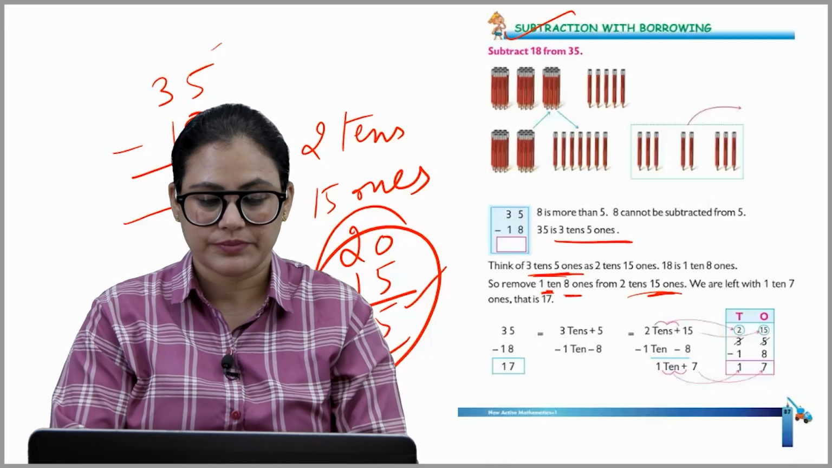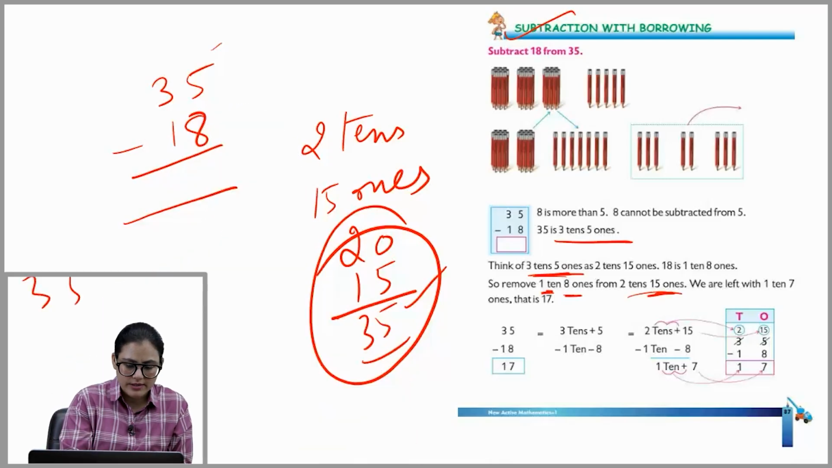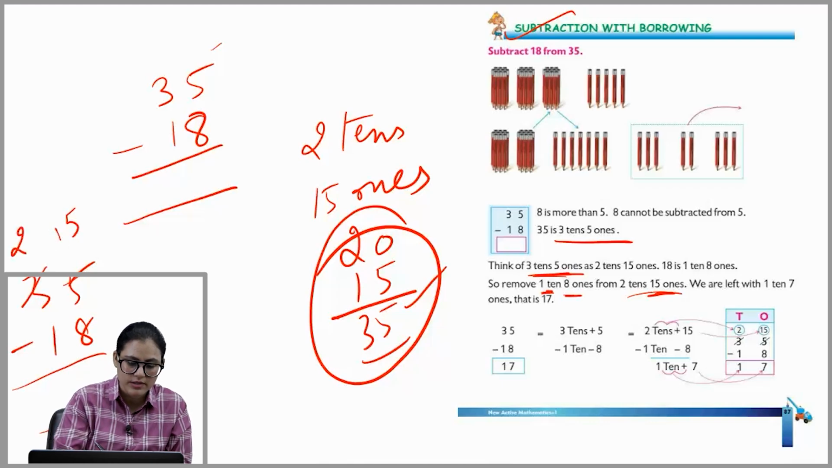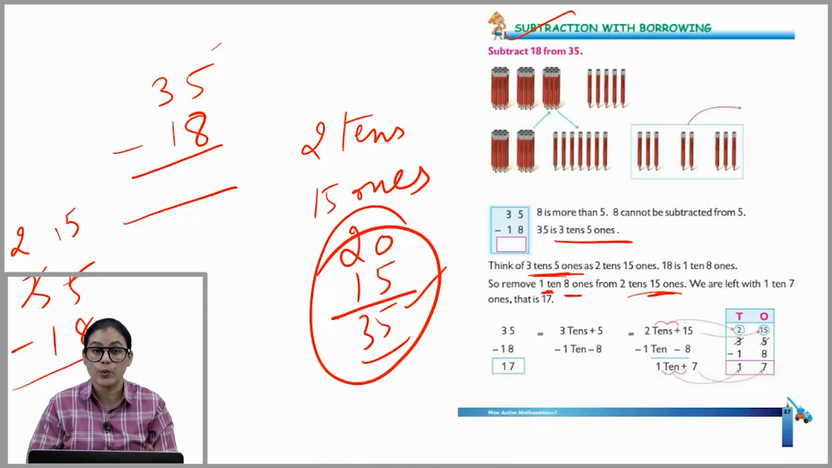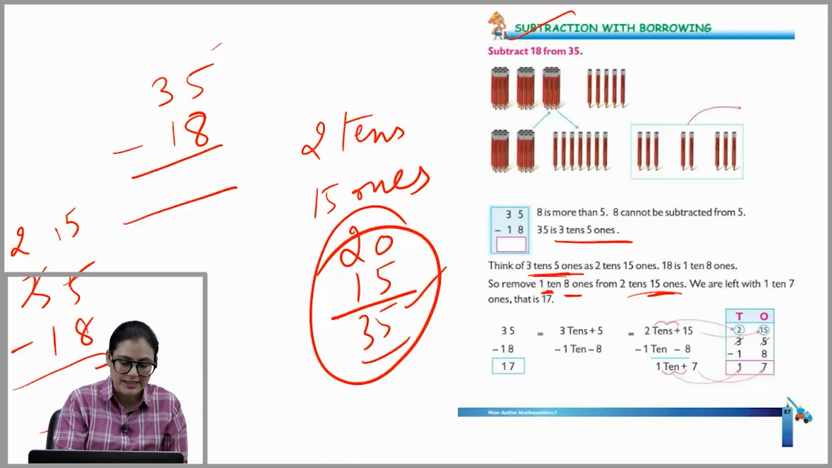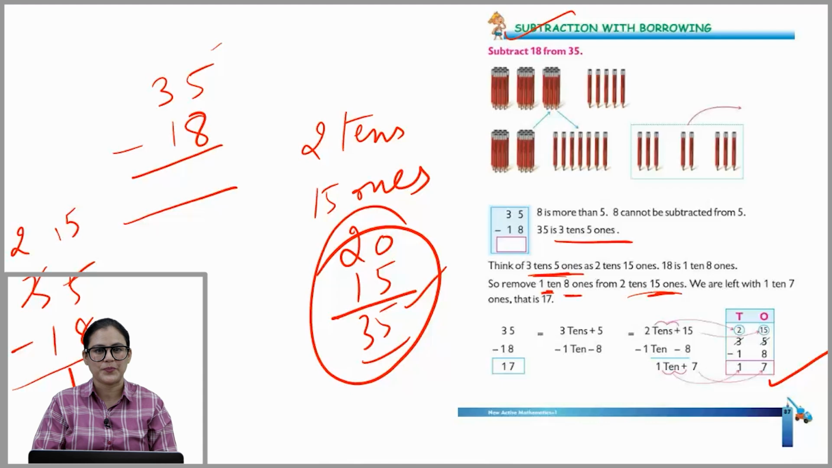That means, listen, this is 15 and now this is 2 tens and this has become 15 ones. Now we can subtract 8 from 15, right. 15 minus 8 is 7 and 2 minus 1 is 1. So, the answer is 17, okay.